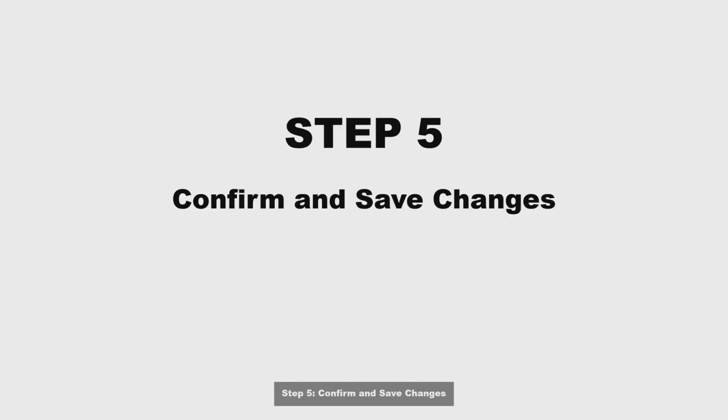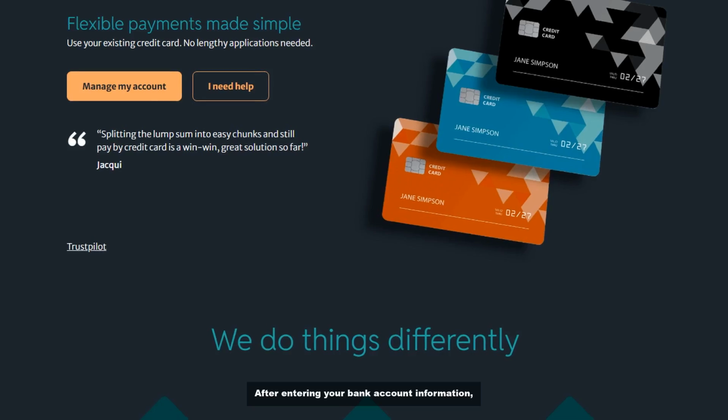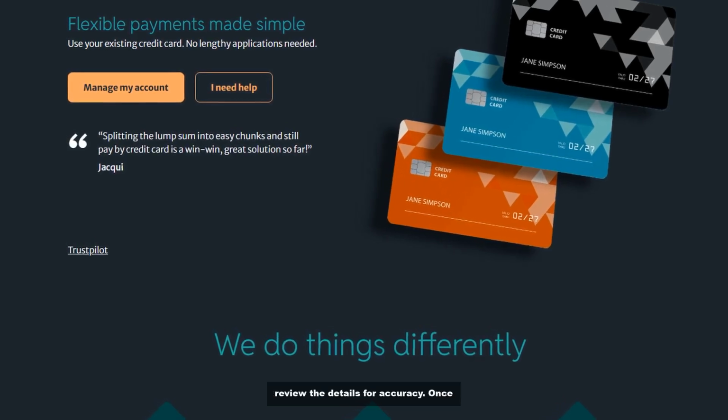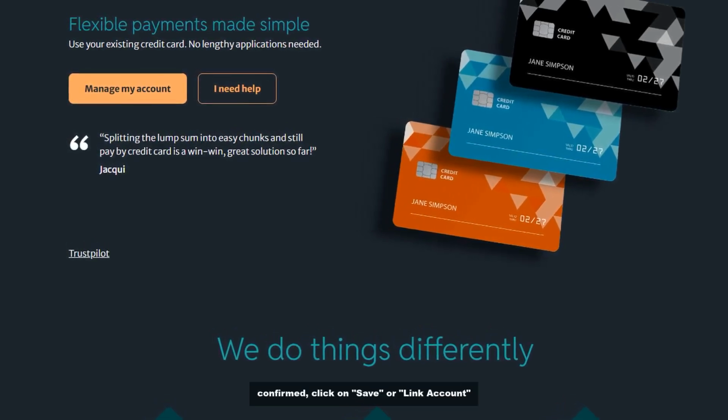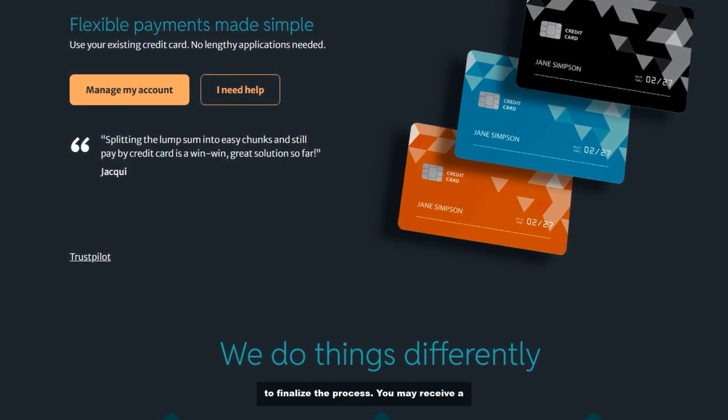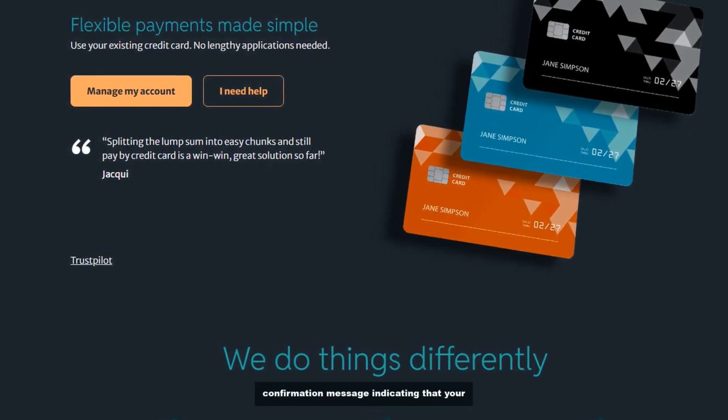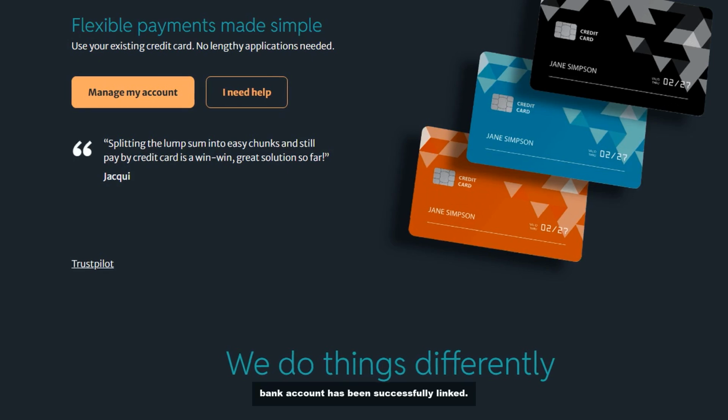Step 5. Confirm and save changes. After entering your bank account information, review the details for accuracy. Once confirmed, click on Save or Link Account to finalize the process. You may receive a confirmation message indicating that your bank account has been successfully linked.